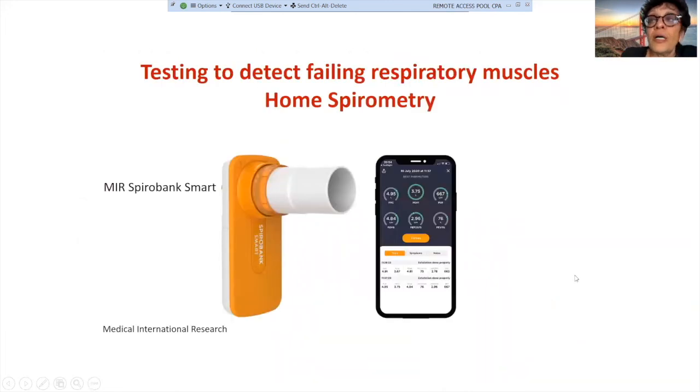But what's also important is that in some patients, they can actually monitor their respiratory function, do these tests at home, doing a home spirometry, and there are some of these devices that are available, and then the data can come to an app, and then you can transmit it to the clinic.